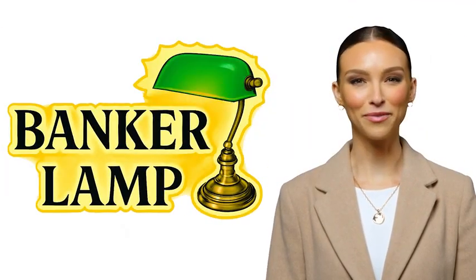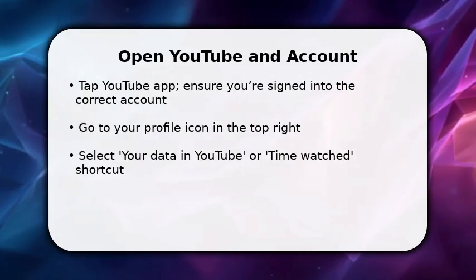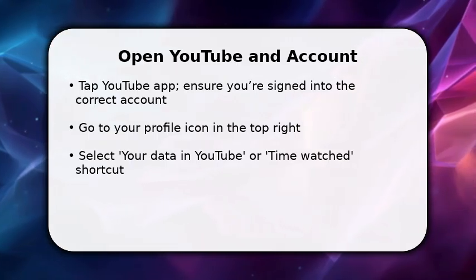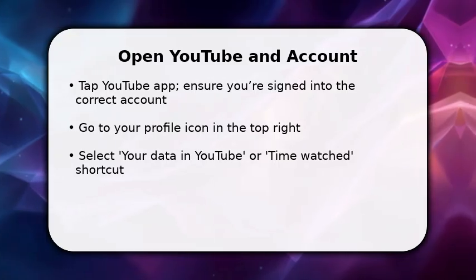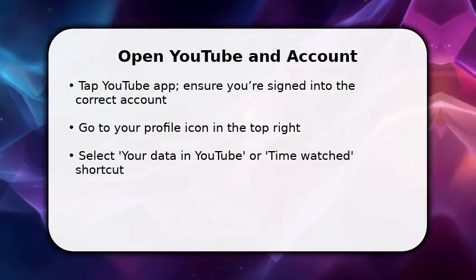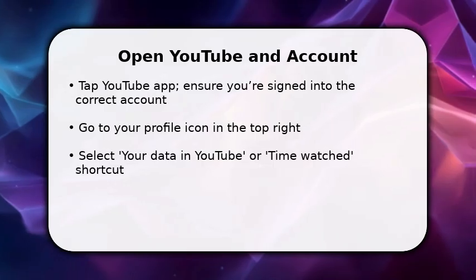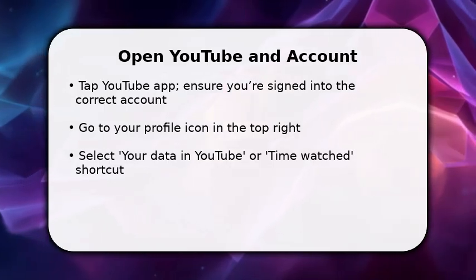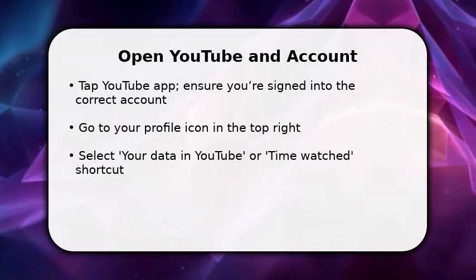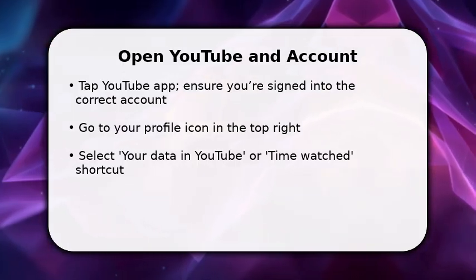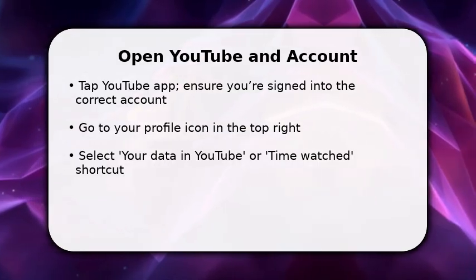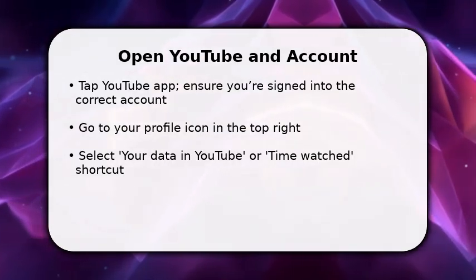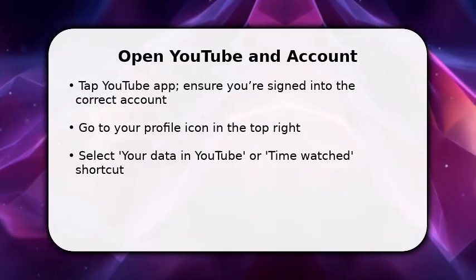Please enjoy the video. You start by opening the YouTube app and confirming you're on the account whose watch time you want. This matters because watch history ties to that profile. Once signed in, tap your profile icon at the top right. That icon leads to Account Tools. Then choose Your data in YouTube or the Time Watched option if visible. This pulls up the watch time dashboard and related settings so you can see daily and weekly totals right away.